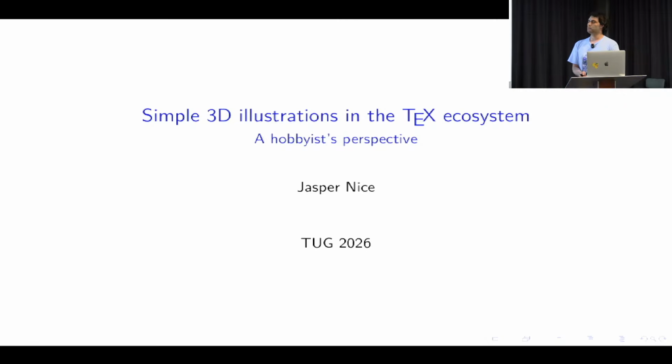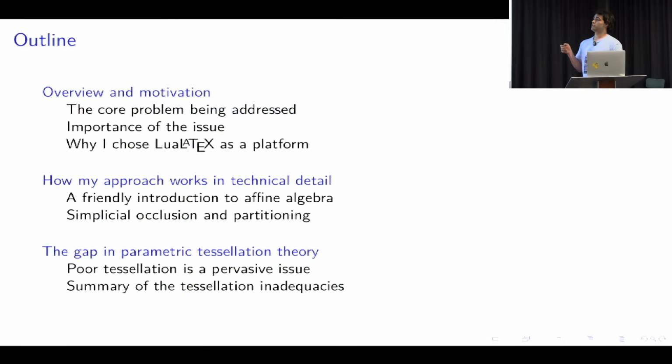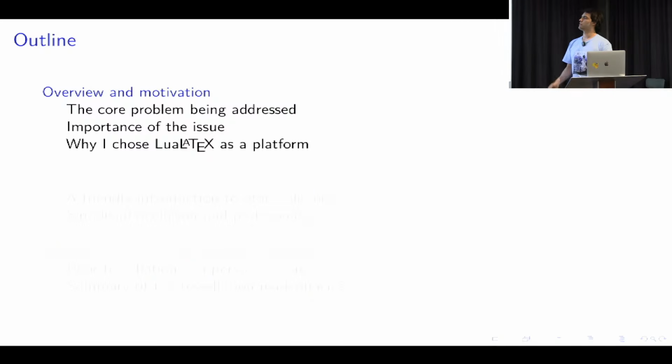We're going to talk about simple illustrations in the tech ecosystems, specifically 3D ones. There are 3 sections. The first section has 3 subsections. Second section has 2 subsections. You can count. We're going to start with the overview. We're going to talk about the problem that I'm talking about. We're going to talk about why it's important. And we're also going to explore a bit about why I chose LuaLaTeX as my platform.